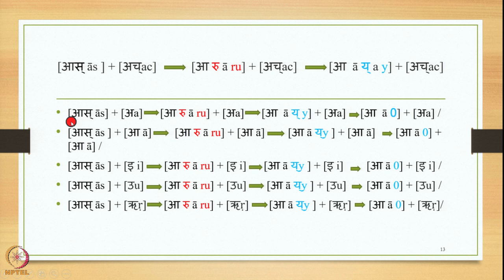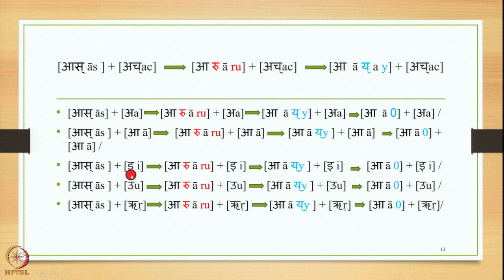Let us look at it one by one. So first we have as plus a, and then sa becomes ru, aru plus a, then I plus a, and then this ya gets optionally deleted. So we have a zero plus a slash I plus a as a resulting example. Similarly, as plus a, and we have aru plus a, and then I plus a, and then a zero plus a optionally.